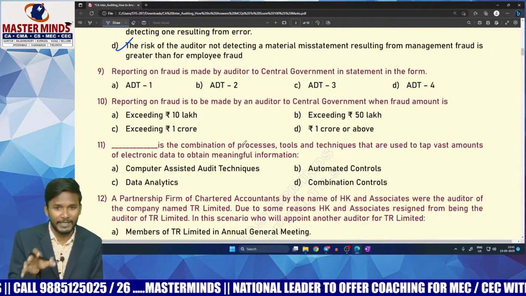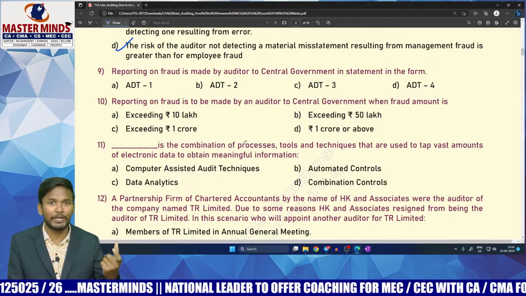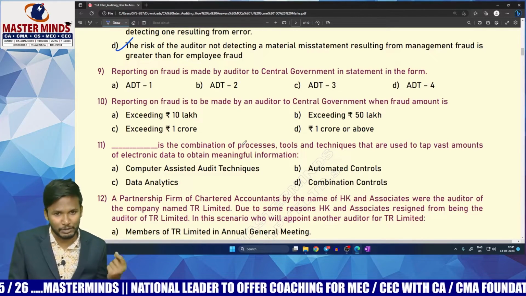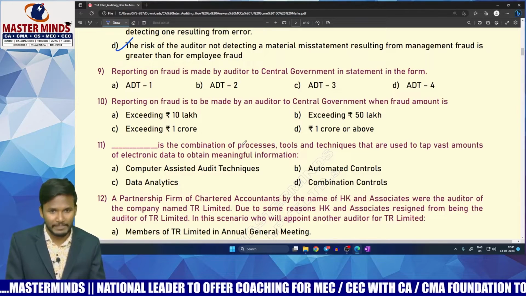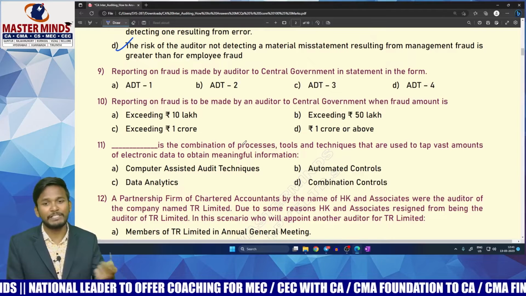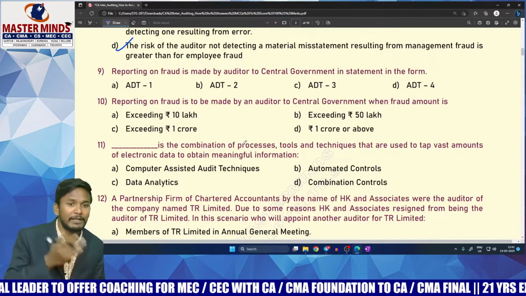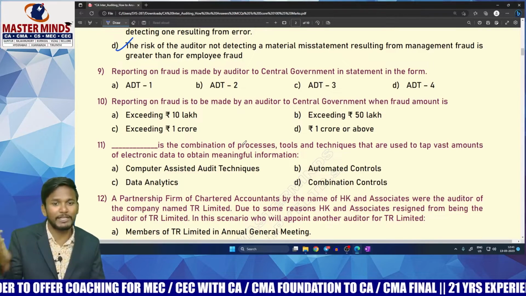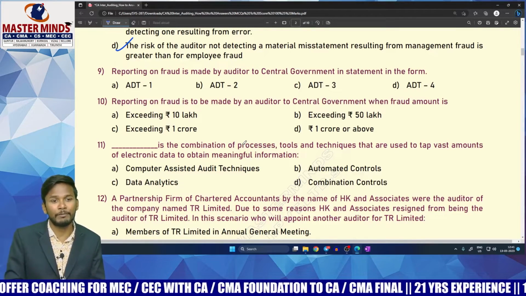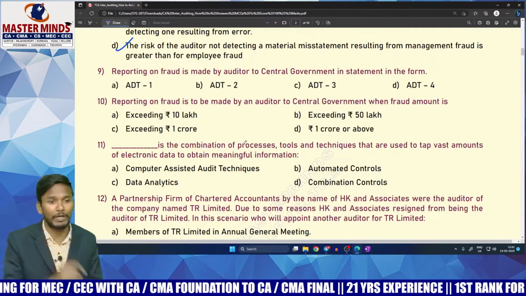Then comes ADT 3, which talks about the auditor resigning. Auditor, if he wants to resign, has a duty under 140 subsection 2 to submit the form ADT 3. By submitting this ADT 3 form within 30 days, he'll tell the reasons why he's going out. Correct? So 1, 2, 3 talk more about appointment, removal and resignation. What is the ADT 4 form? Exactly, this form will talk about reporting under section 143 subsection 12.